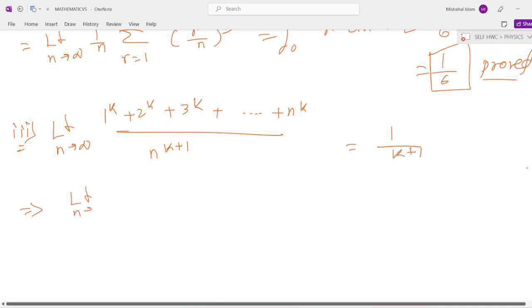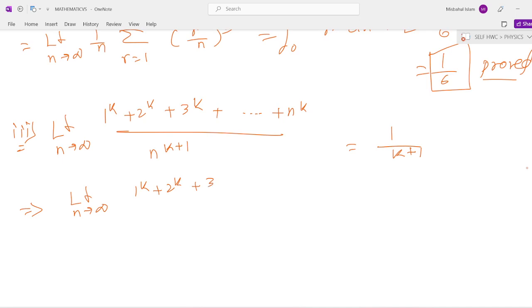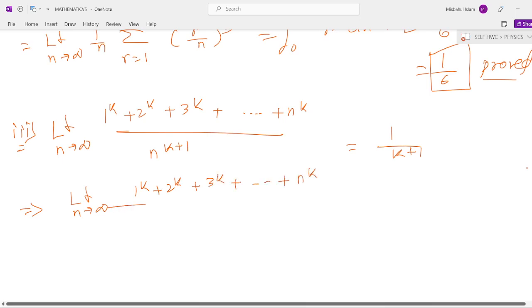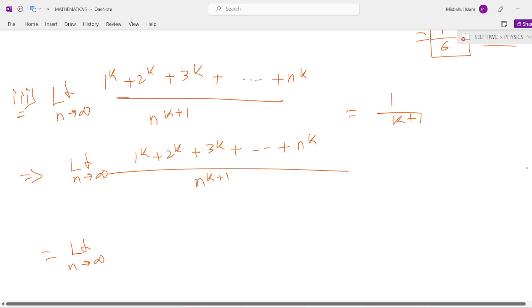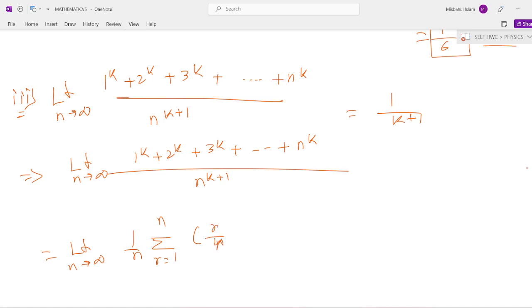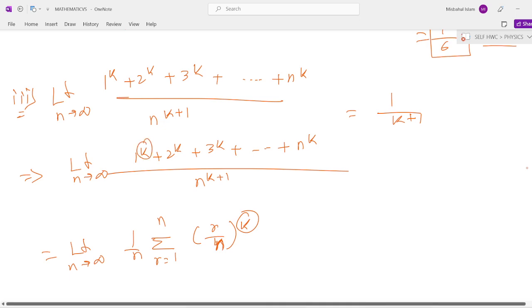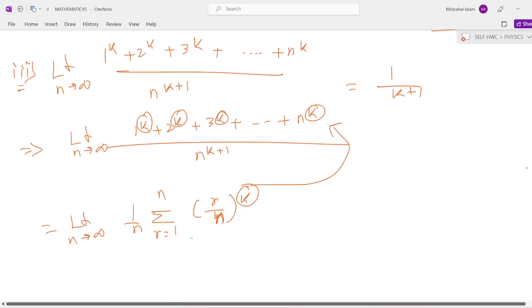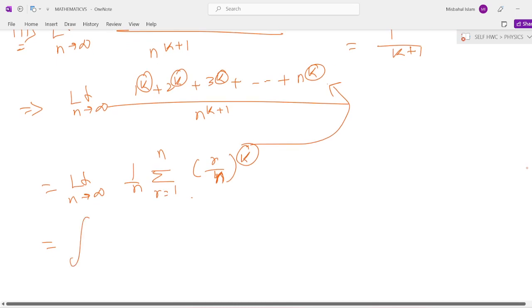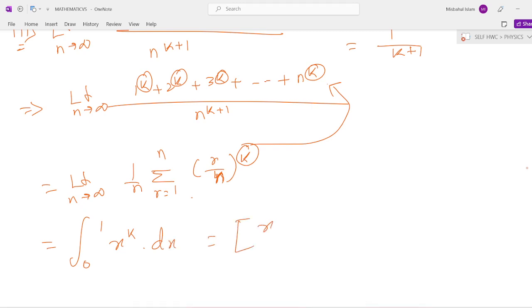So given the question, the limit as n tends to infinity of (1 to the power k plus 2 to the power k plus 3 to the power k plus dot dot dot plus n to the power k) by n to the power k plus 1 is equal to the limit as n tends to infinity of 1 by n, summation of r equals 1 to n, (r by n) to the power k, because each term has power k. This is equal to the integral from 0 to 1 of x to the power k dx. By this formula, it is x to the power k plus 1 by k plus 1, from 0 to 1, which is equal to 1 by k plus 1. This is proved.